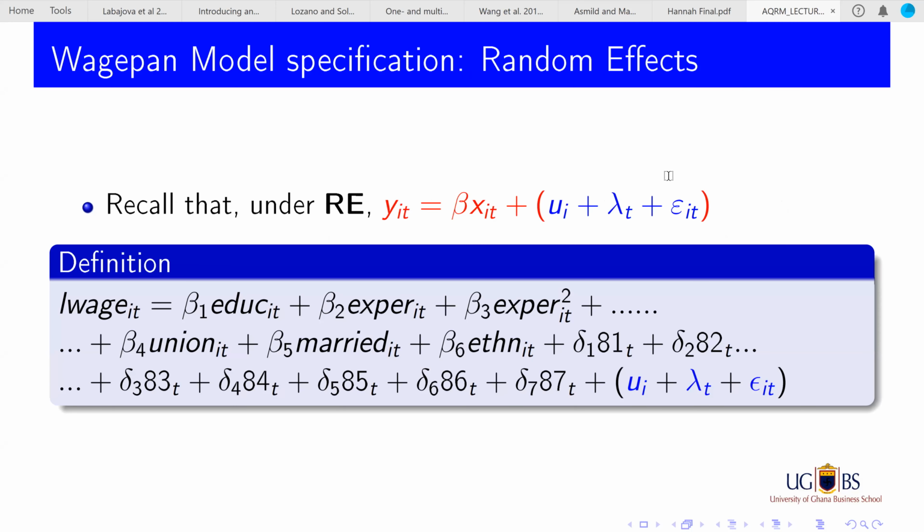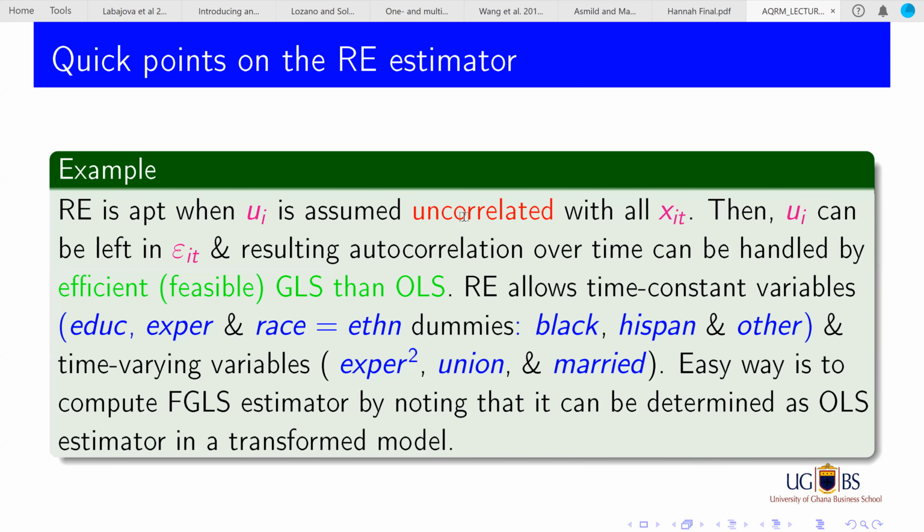So under the final general model, the random effect. Remember, random effect is including everything that a fixed effect omitted: education, experience, ethnicity, all of that are being incorporated. Then, random effect becomes effective when the Ui is uncorrelated with the Xi. Remember that. The Ui can be left inside the error term. You can leave that, leading to autocorrelation over time.